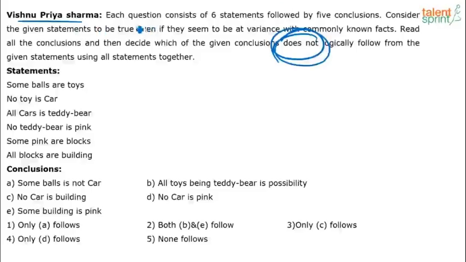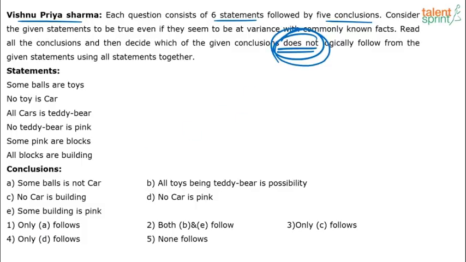I think this is syllogism itself, but presented in a different format. It says each question consists of 6 statements followed by 5 conclusions. Consider the given statements to be true even if they seem to be at variance with commonly known facts. Read all the conclusions, then decide which of the given conclusions does not logically follow from the given statements using all the statements together. You don't have to read the full direction there.